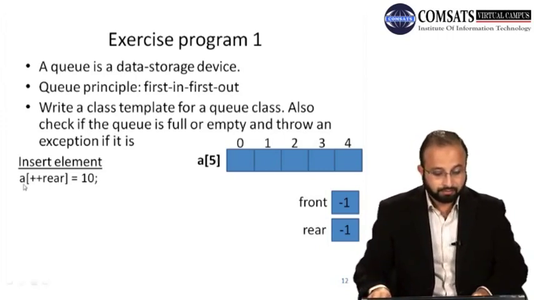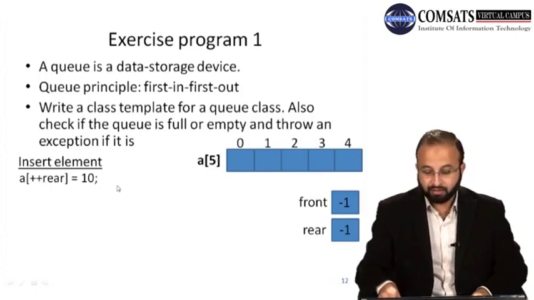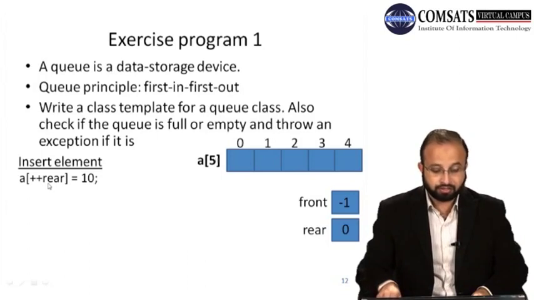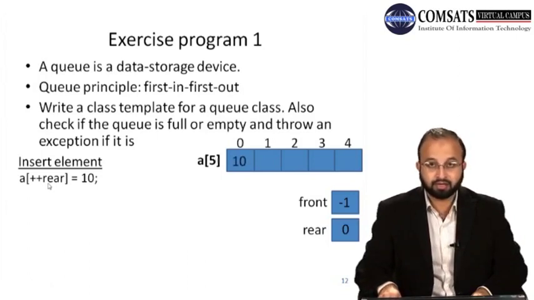So हमने क्या किया कि rear को ++ किया. सबसे पहले ये that is a pre-increment. It will increment the value of rear. So the value of rear becomes 0. Then it will insert value 10 at 0th index of A array. So value 10 comes over here.